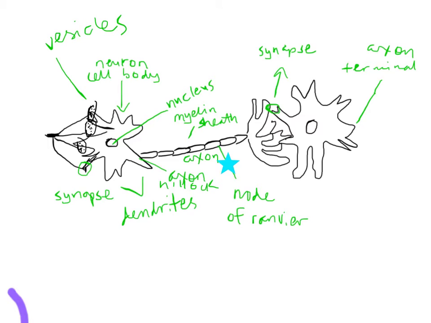The way this helps speed up transmission is that the electrical current or signal jumps from node of Ranvier to node of Ranvier instead of traveling down the entire axon. The axon terminal is the area at the end of the neuron where it meets another neuron, and the synaptic gap is the space between the cell membrane and the axon terminal.